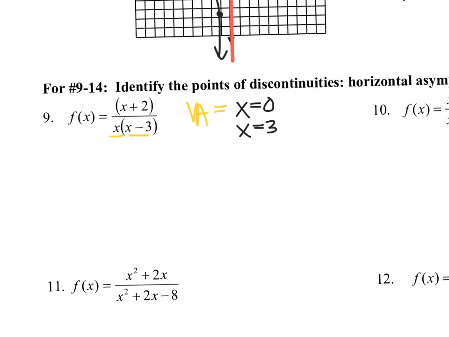When you do the horizontal asymptote, you want to look at the degree. The degree of the numerator is 1. The degree of the denominator, once you distribute that 2, is going to be x squared, which is degree 2. So if the degree in the denominator is higher, the horizontal asymptote is going to be y equals 0. If the degree in the denominator is less, then there's no horizontal asymptote. And if the degrees are the same, you're going to take the ratio of the leading coefficients.